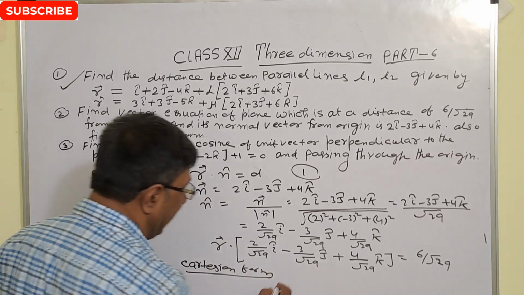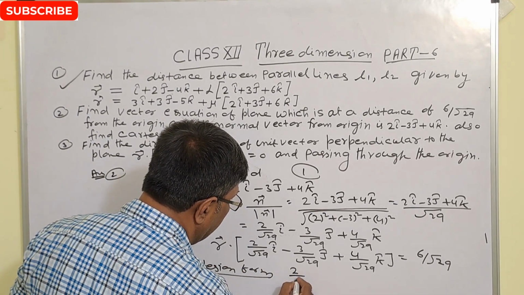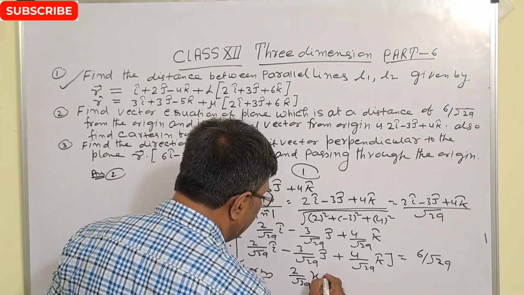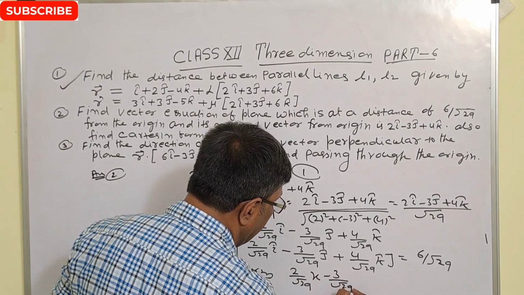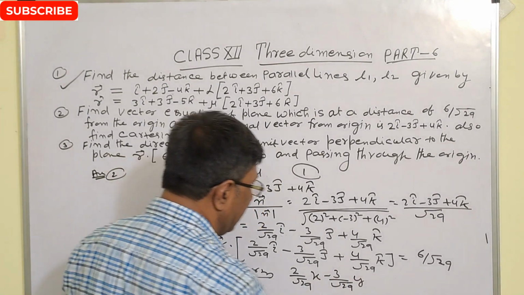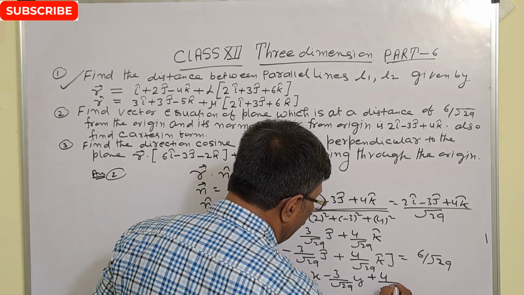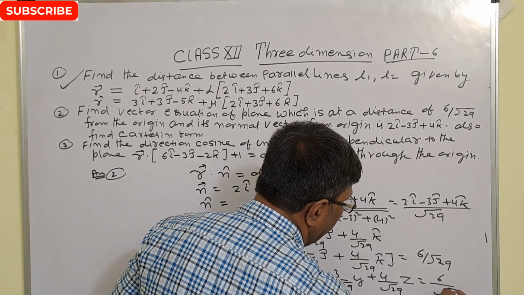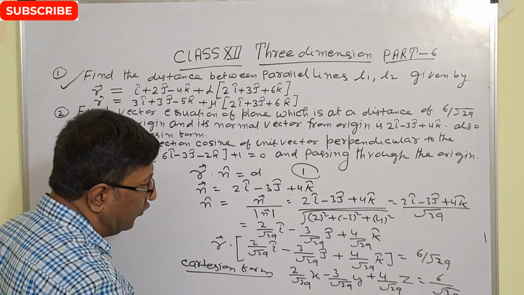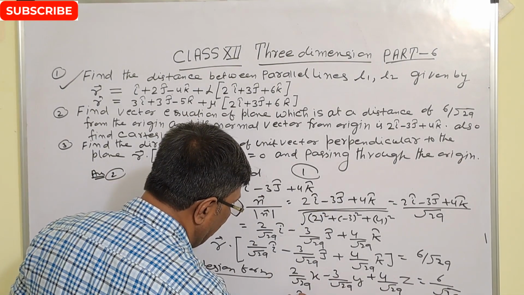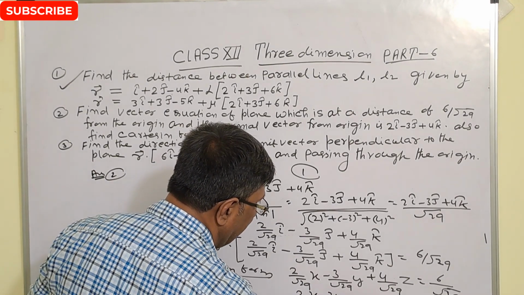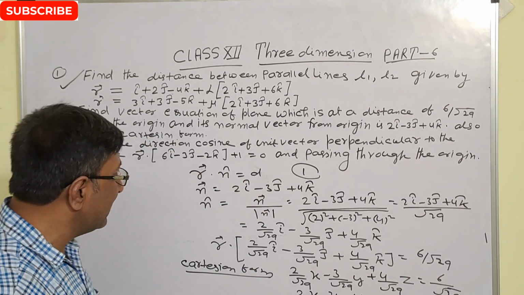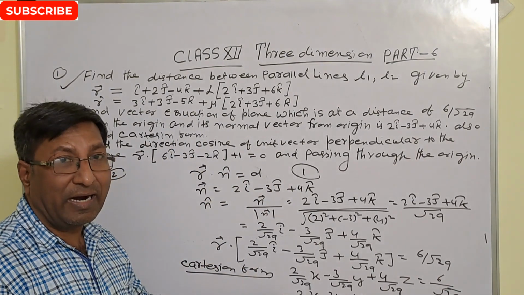In Cartesian form our answer is ax plus by plus cz, that is 2 upon root 29 x. So b is minus 3 upon root 29 y, and c is 4 upon root 29 z, equal to 6 upon root 29. Root 29 is common, so you can cancel it. You will get 2x minus 3y plus 4z equal to 6. This is the correct answer of the equation in Cartesian form.